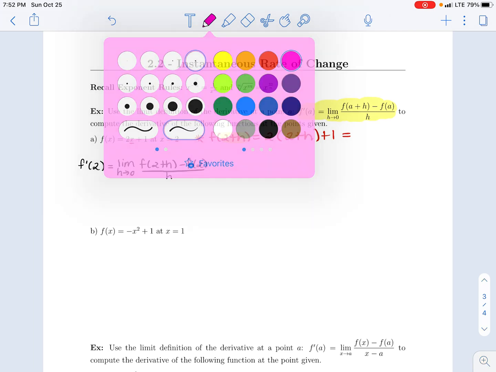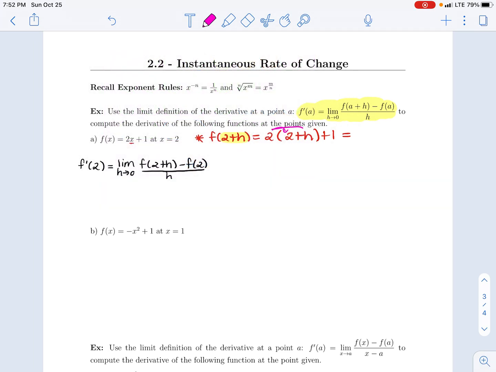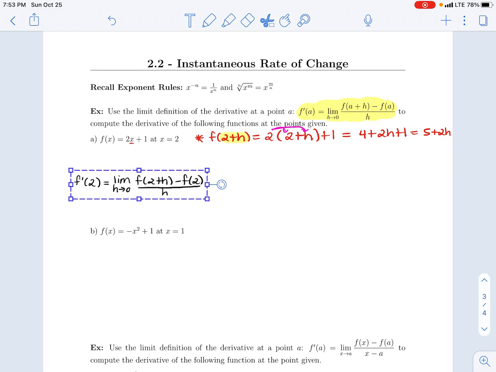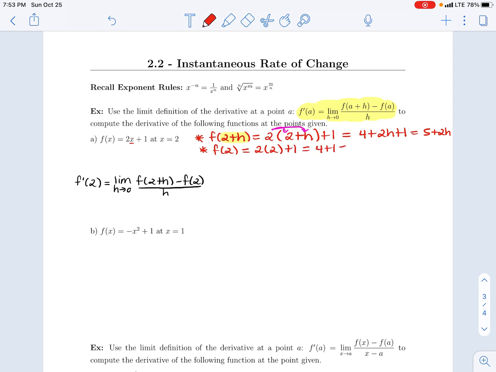And so now I want to distribute the 2, and so now I get that this is 4 plus 2h plus 1, which is equal to 5 plus 2h. Okay. And so you might also want to jot down, what is f of 2? That will just make our lives a lot easier here. So here, we'll figure out what f of 2 is. So f of 2 is just 2 times 2 plus 1, which is equal to 4 plus 1, which is equal to 5. Beautiful.